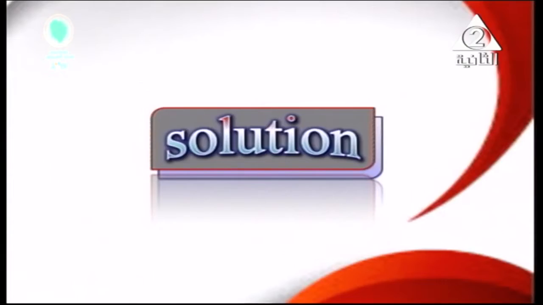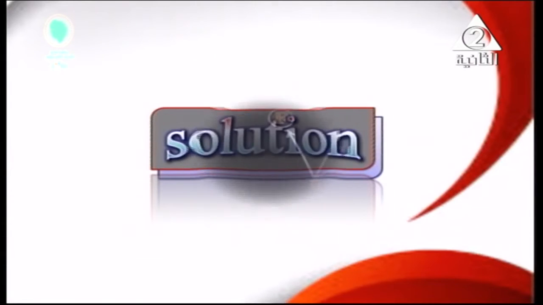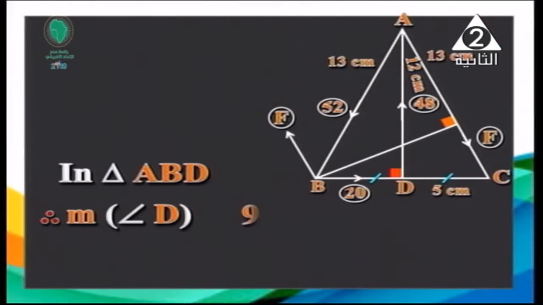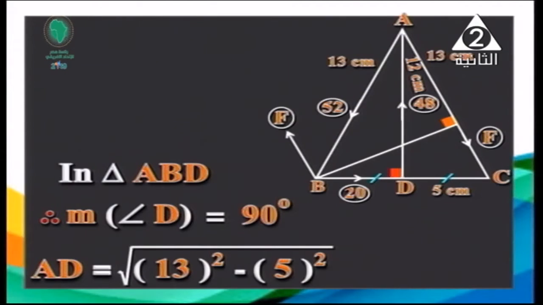My dear student, look at the solution. We have, in triangle ABD, D is the midpoint of BC, measure of angle D equals 90 degrees. Then by the Pythagoras theorem, AD equals the square root of 13 power 2 minus 5 power 2, which equals 12 centimeters. This is the length of AD, the height of the triangle.